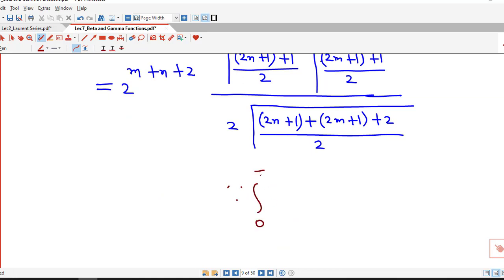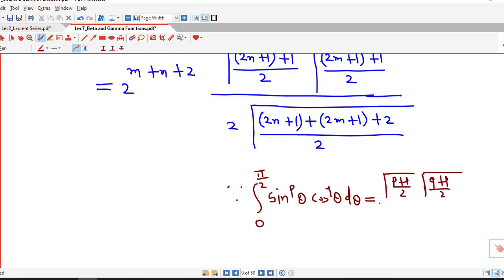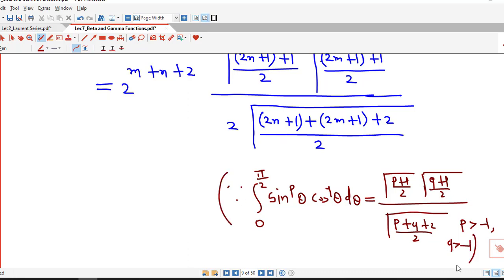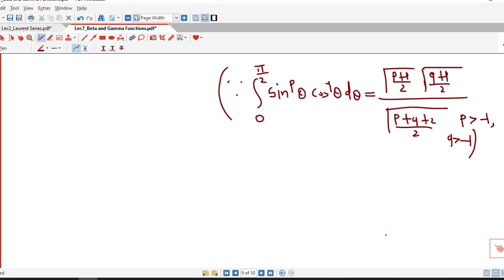Integral from 0 to pi by 2 of sine raised to p theta, cos raised to q theta, d theta, is given by gamma of (p plus 1) by 2, gamma of (q plus 1) by 2, divided by gamma of (p plus q plus 2) divided by 2, and this formula is valid for p greater than minus 1 and q greater than minus 1. So now we simplify this and we see what we obtain.